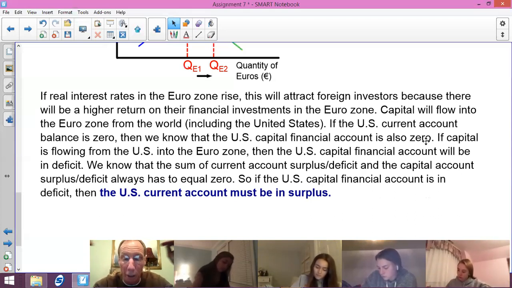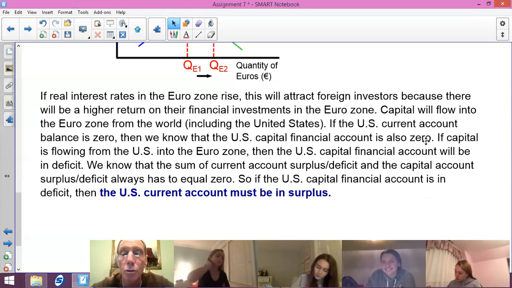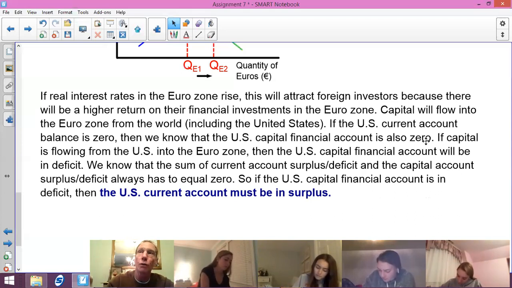Does anybody not understand that? That's important. Okay, I will take silence as a yes. Okay, so that's the tricky part. Okay, capital outflow from the U.S. is capital inflow into the Eurozone. So always be aware of the perspective, okay?